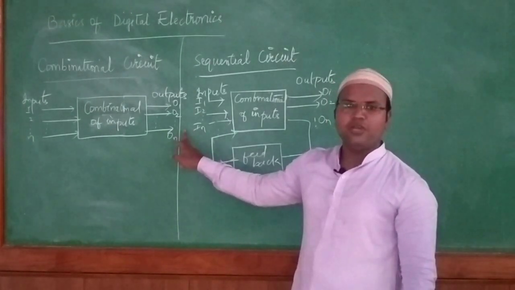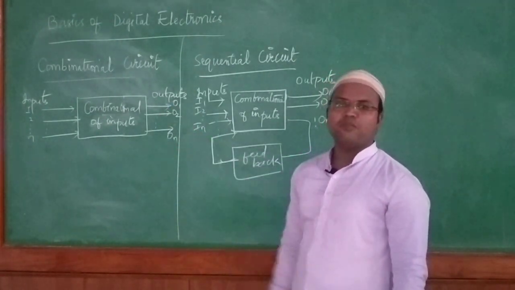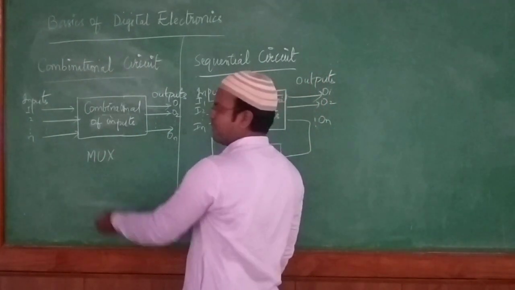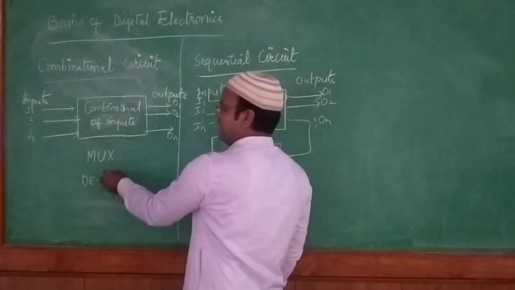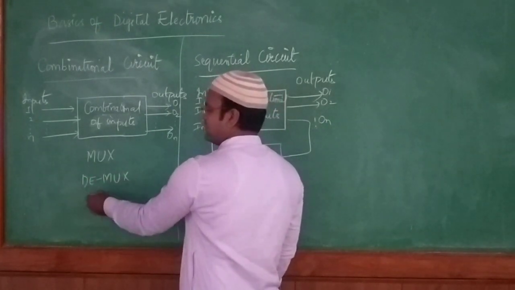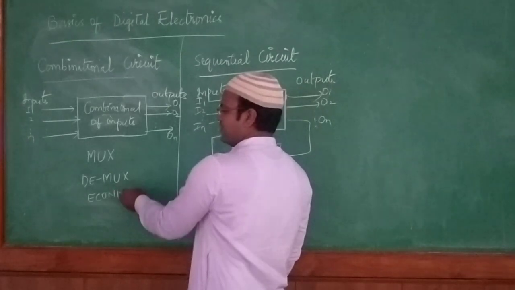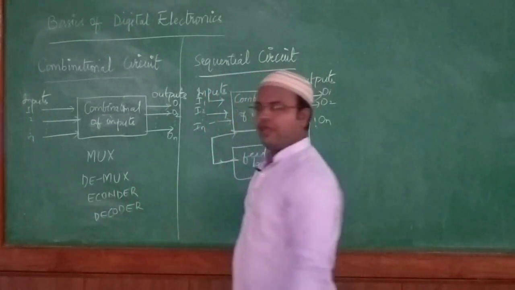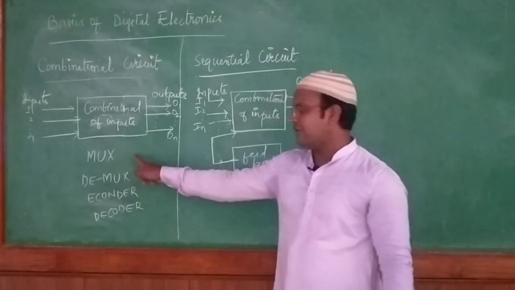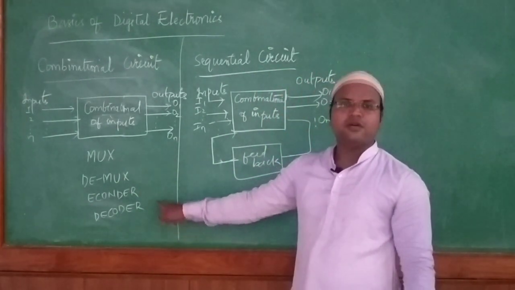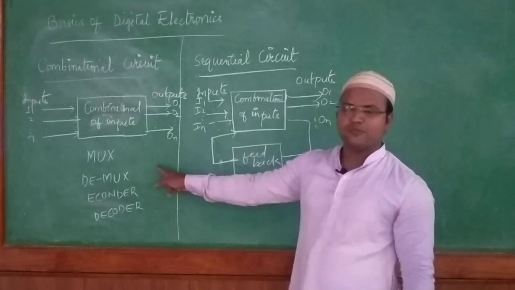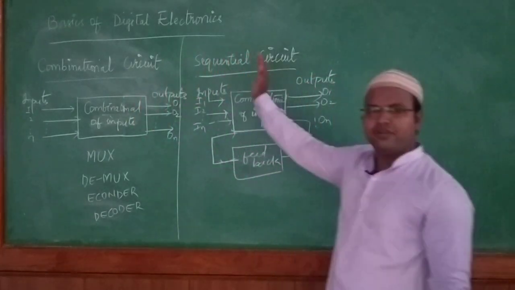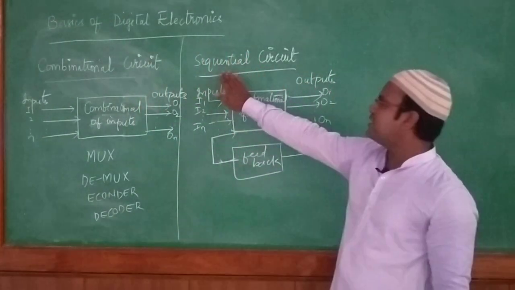We are going to see examples of these combinational circuits: the multiplexer, that is mux, then the demultiplexer, demux. Then we will have a concept called encoder, decoder, and its applications. The different types of multiplexer, demultiplexer, encoder and decoder, all will be considered the combinational circuit part. Similarly, the slightly different part we have is the sequential circuit.